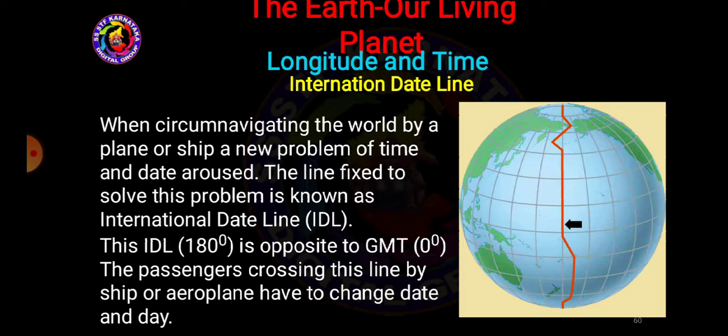Greenwich is a place in London. It determines the standard time in the world. Can you tell me which line determines the standard time in India? The 82.5-degree east longitude, which passes through Allahabad of Uttar Pradesh, determines the standard time in India. The passengers crossing this line by ship or aeroplane have to change date and day.